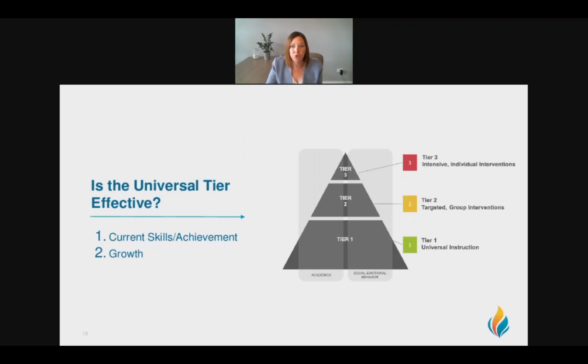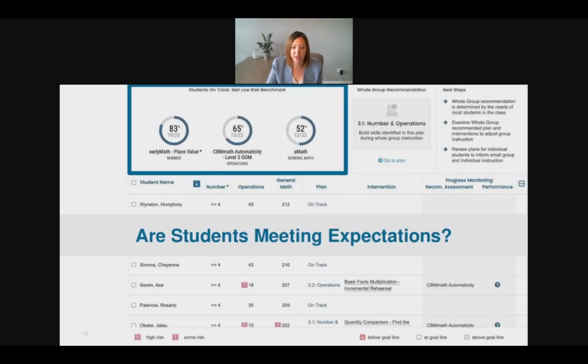There's really 2 ways that we can be answering that question. First, we can look at the current skills or achievement of our students. And second, we can look at the growth that they make over time. And so let's explore both of those a little bit further. So first, we'll explore if students are meeting expectations.